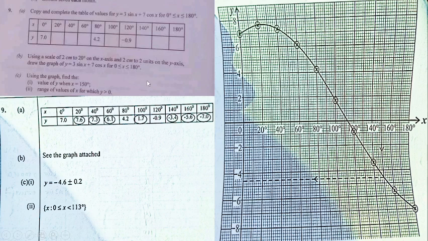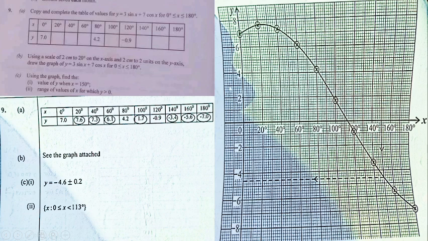If you are able to scale your graph according to the scale given, you have something like this. On the y-axis, you are having 2 centimeters to represent 2 units. On the y-axis, you are having 2, 4, 6, 8, 0, minus 2, minus 4, minus 6, minus 8. Also on the x-axis, we are told that 2 centimeters represent 20 degrees: 0, 20, 40, 60, 80, 100, 120, 140, 160, 180. So we have been able to scale the graph according to the scale given to us.